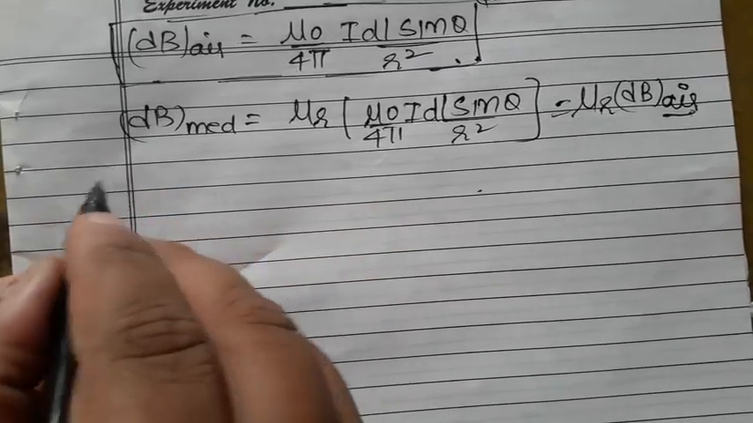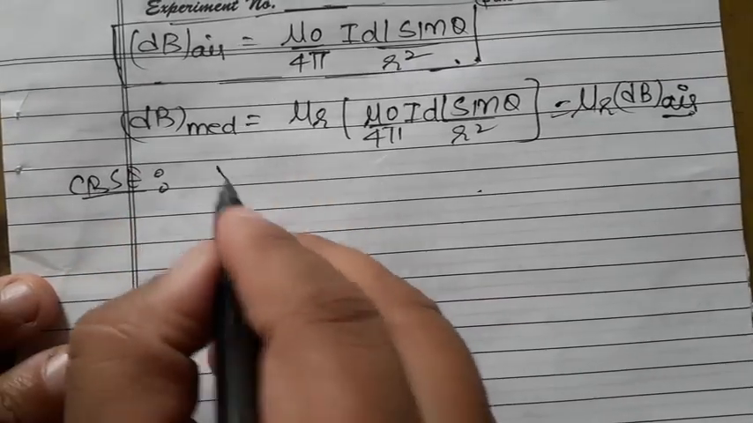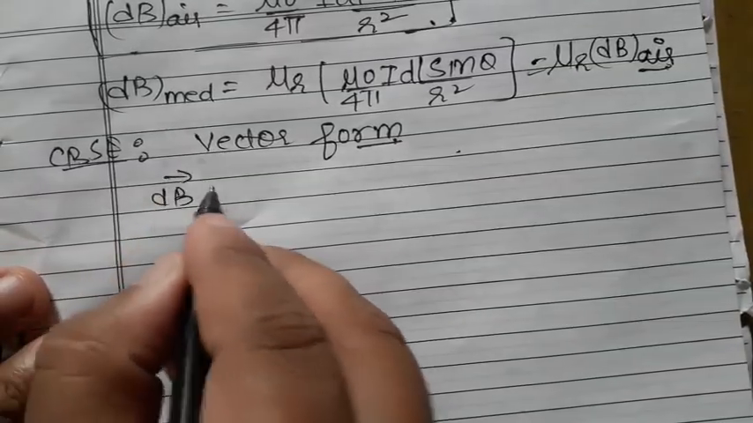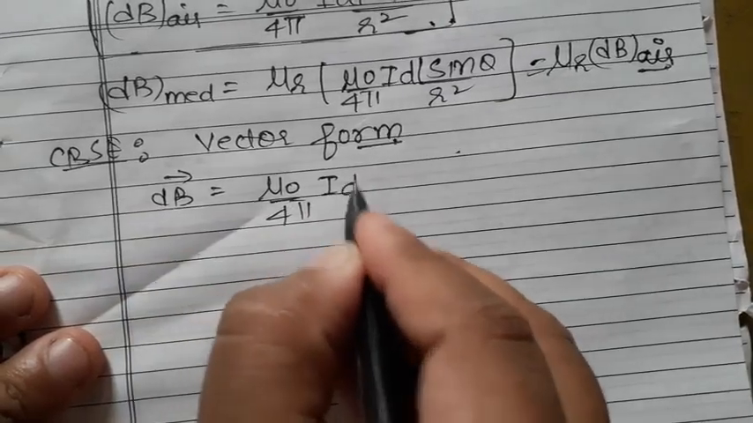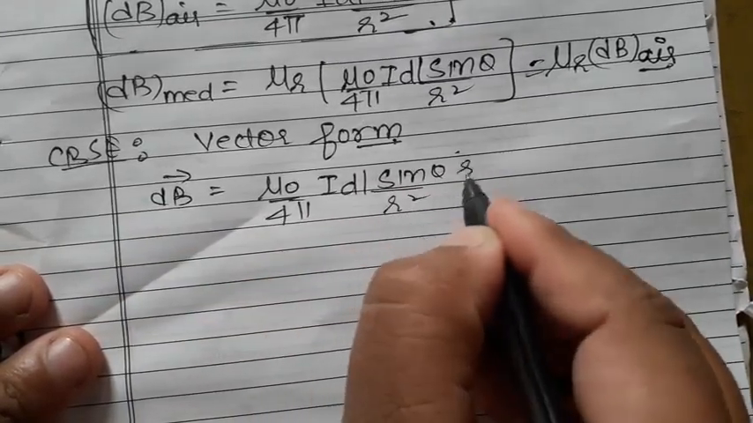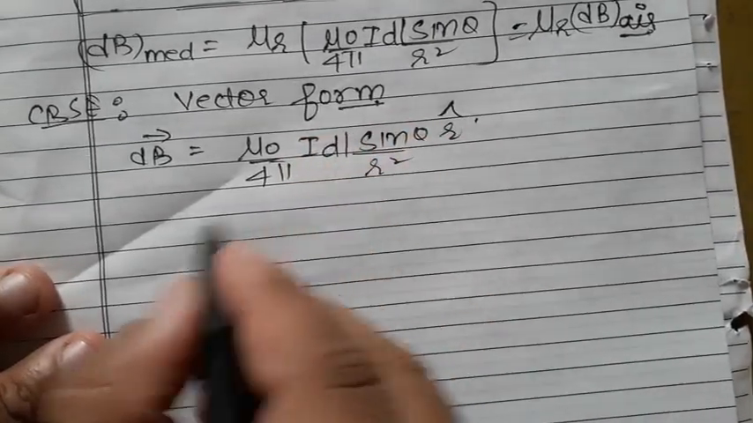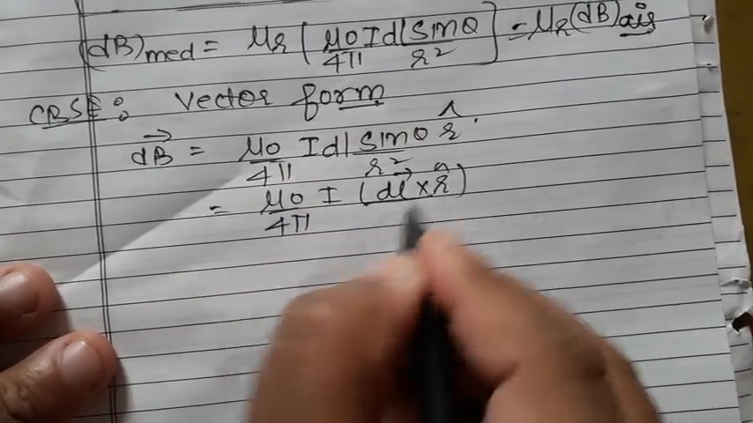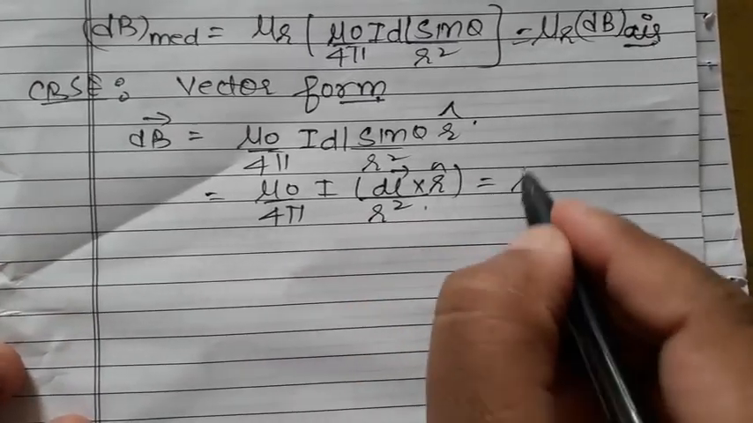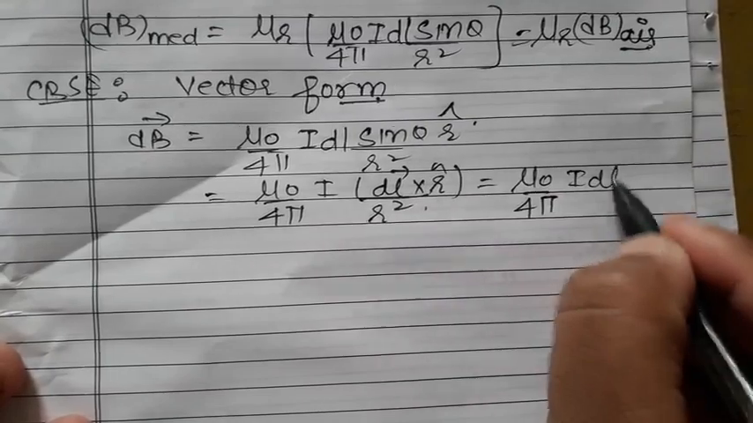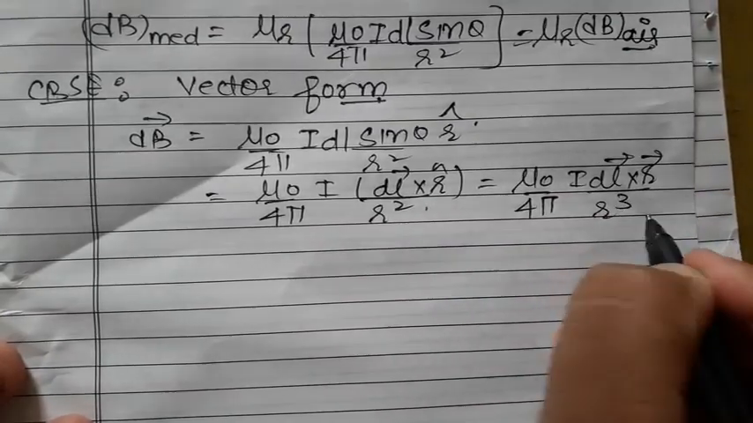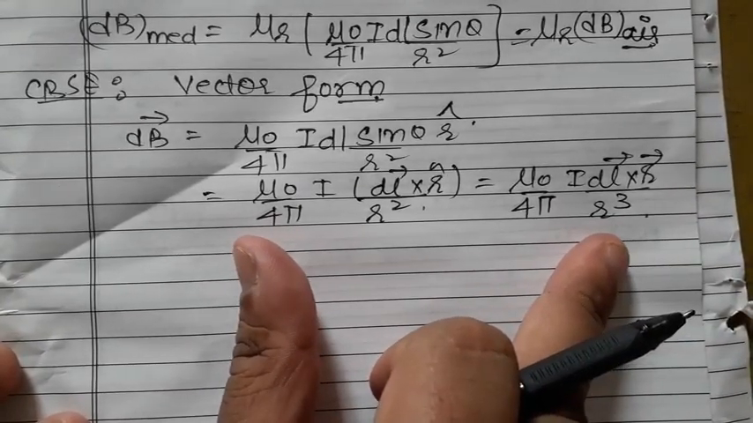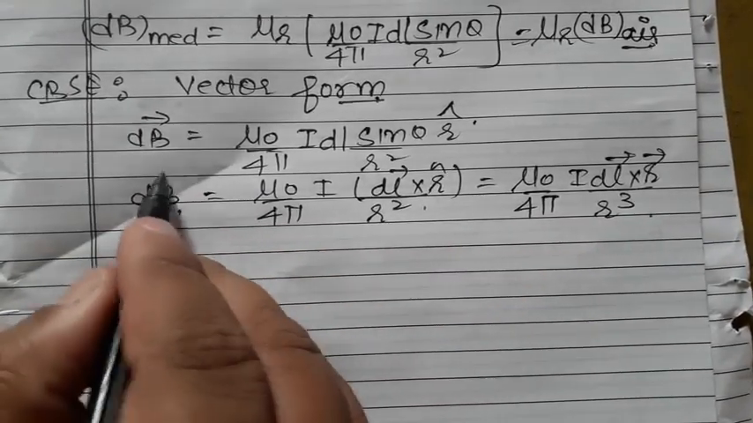Once, CBSE asked this question: write the Biot-Savart law in vector form. So very easy: dB vector is mu naught by 4 pi I dl sin theta upon r square into r unit vector. Now I'm going to remove this sin theta. So it will be mu naught by 4 pi I dl vector cross r cap upon r square. Further, you can write mu naught by 4 pi I dl vector cross r upon r cube. Listen carefully, the direction of this will be the same as given by the right hand thumb rule.